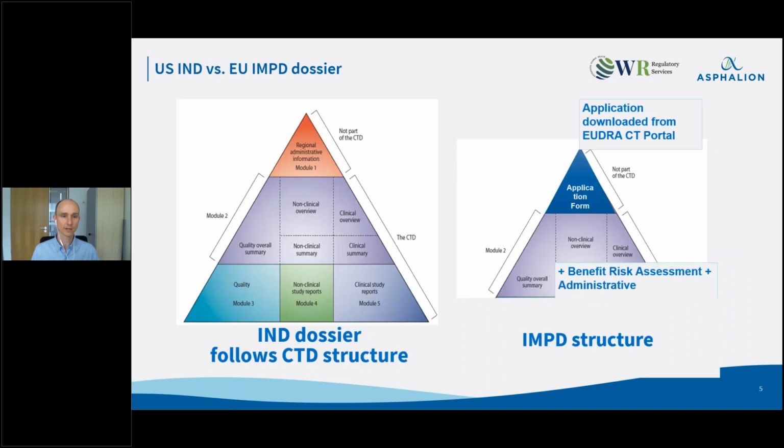Now, if we look at the famous triangles, we have the Common Technical Dossier, Module 1 to Module 5, just like in a marketing authorization application dossier when you ask for the registration of your medicine. And we have to do the same for your IND. So this follows the CTD structure that we know very well. However, for your CTA, your clinical trial application from Europe, you will have the IMPD, and it typically does not follow the CTD structure. So many companies will have something like this. The application form is also completely different compared to a marketing authorization application Module 1. And now you need to go from here to here.